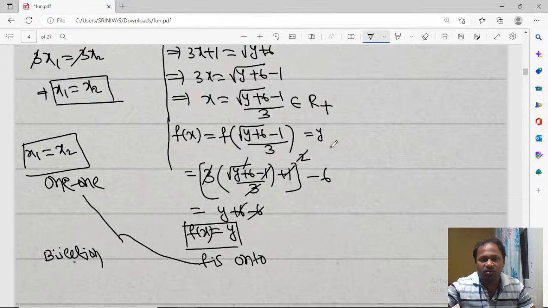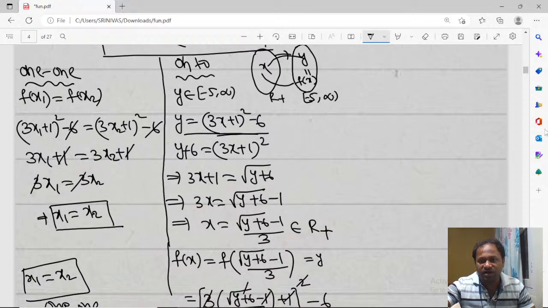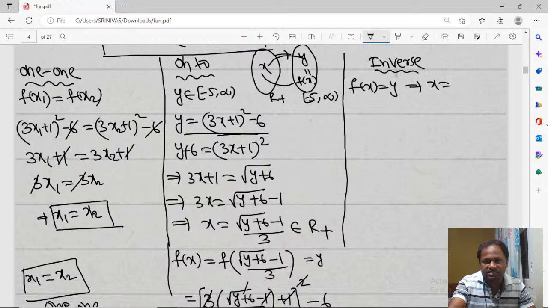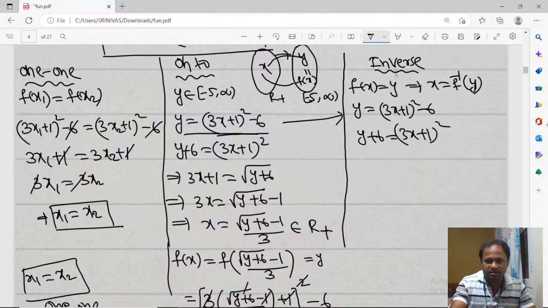Now I will find the inverse. Same method, there is no change. How to find the inverse? Inverse is very easy. f(x) = y implies x = f inverse of y. So y = f(x), in the form of (3x+1)² − 6 as it is. So y + 6 = (3x+1)².